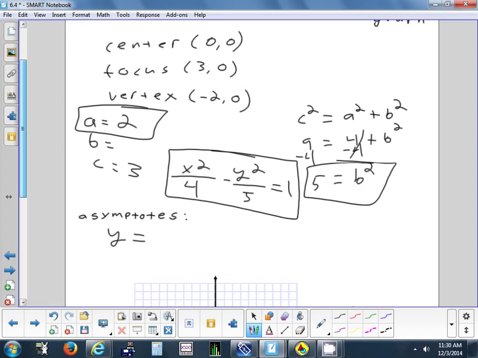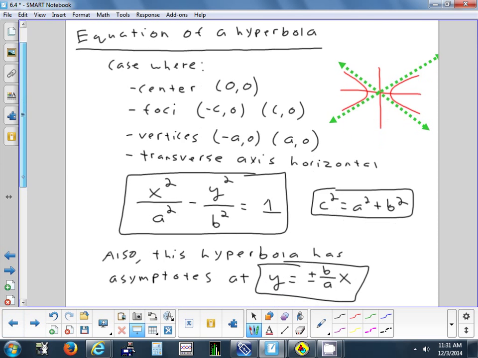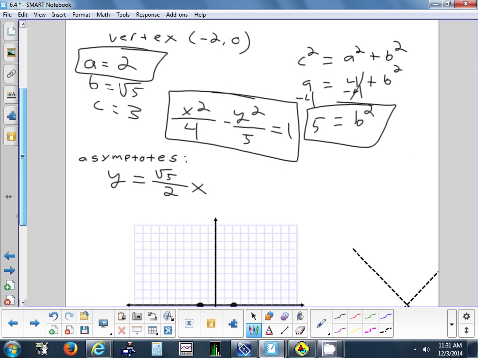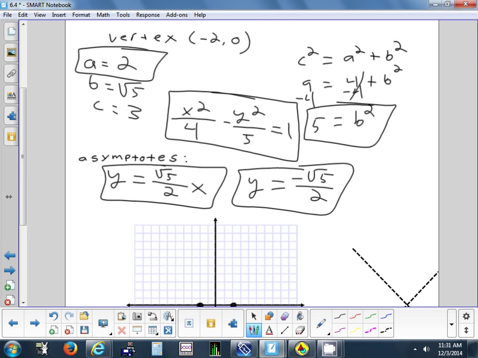Okay, in this case, I guess we are going to use B, so we could write it as the square root of 5. So positive B divided by A. That's one of them. And what's the other one? Just put a negative in front. Yep. Do negative B divided by A. Okay, those are the two asymptotes.